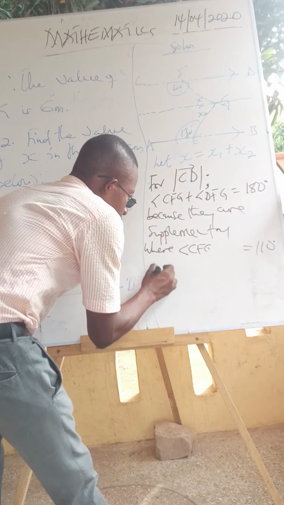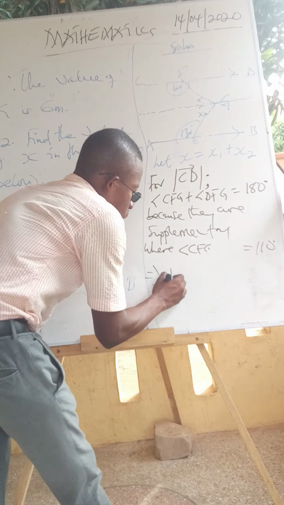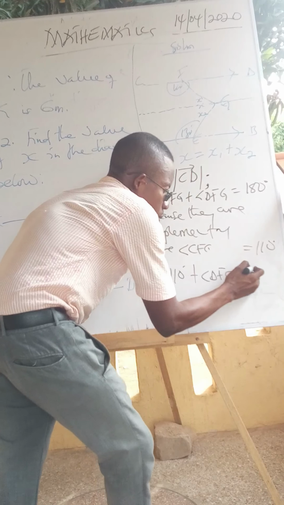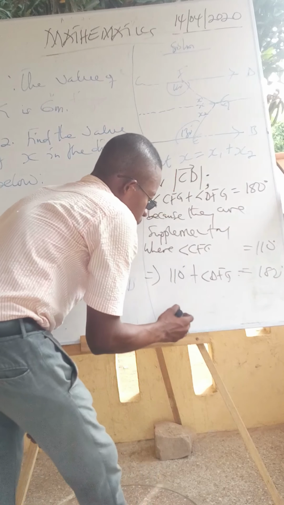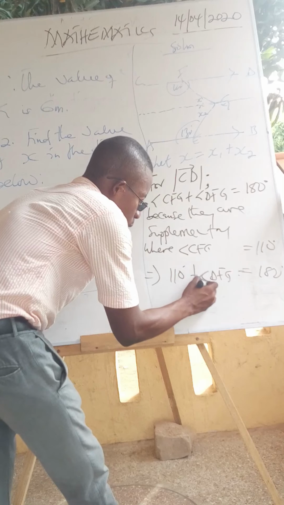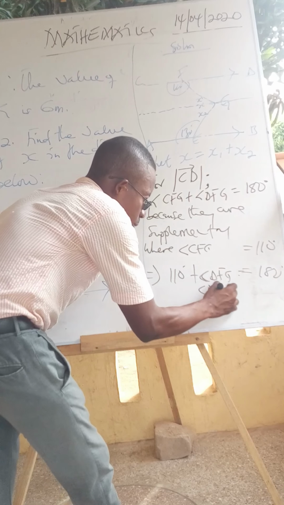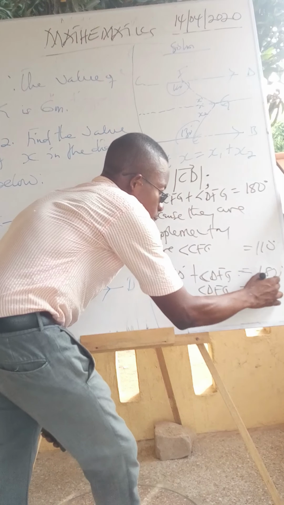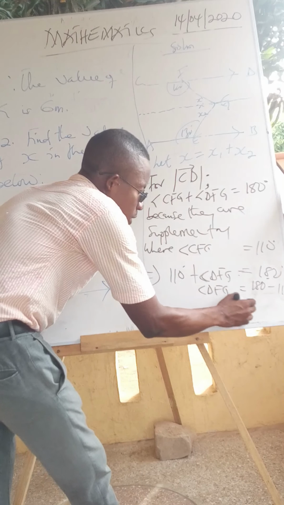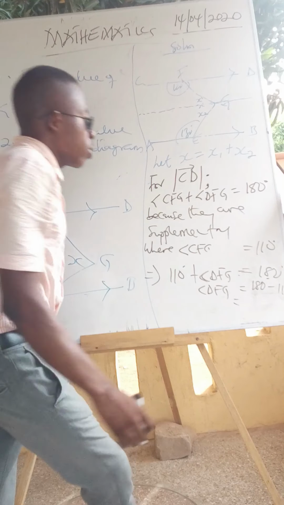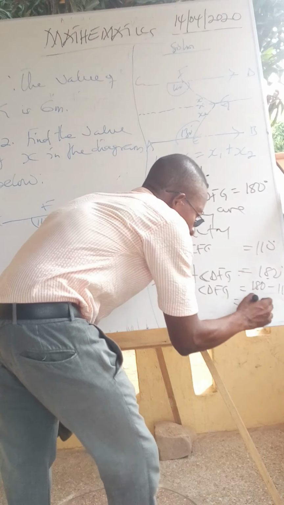So this implies 110 degrees plus angle DFG equal to 180 degrees. So angle DFG equal to 180 degrees minus 110 degrees. This will give us 70 degrees. That's for angle DFG.